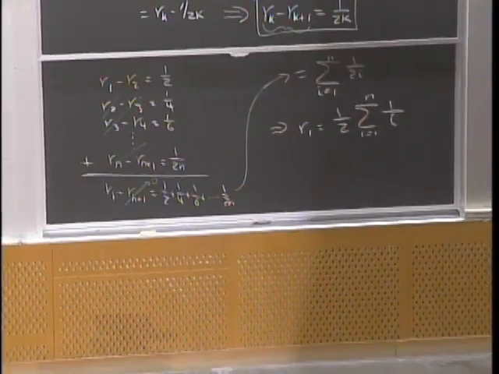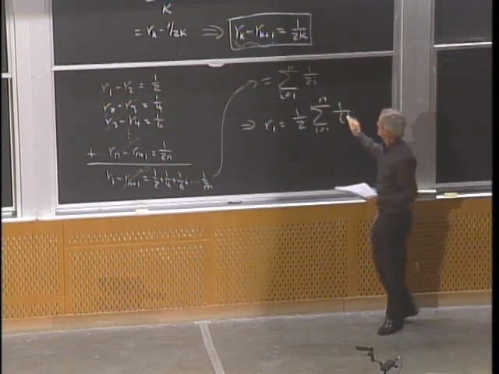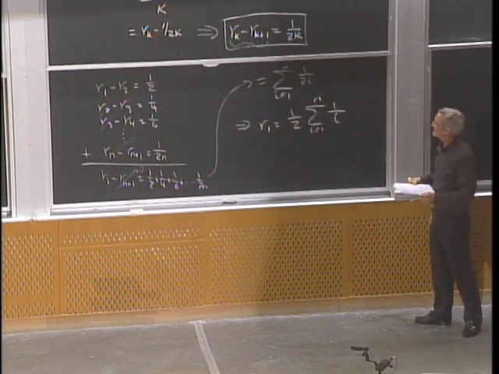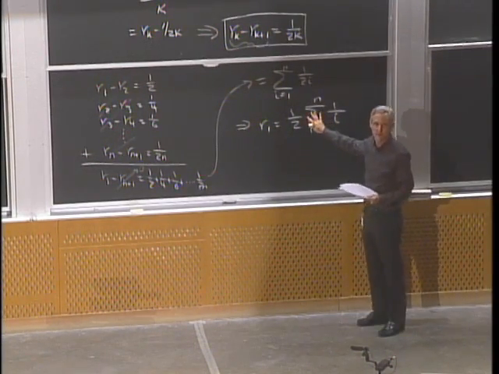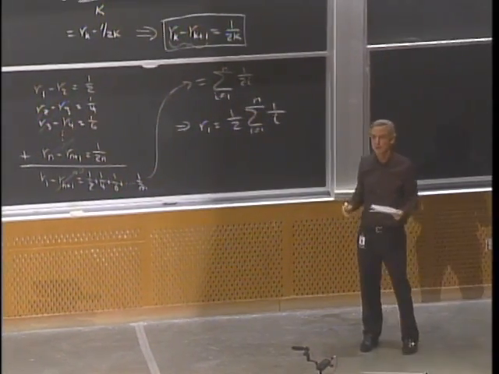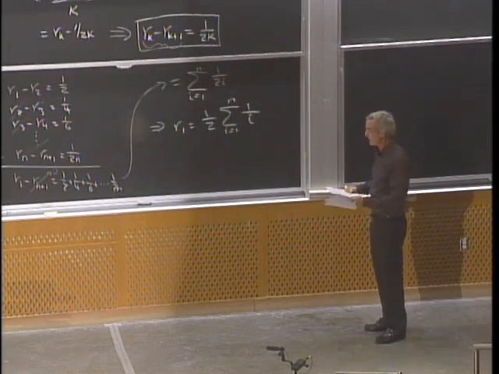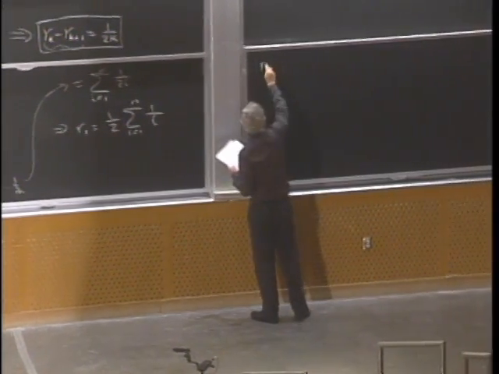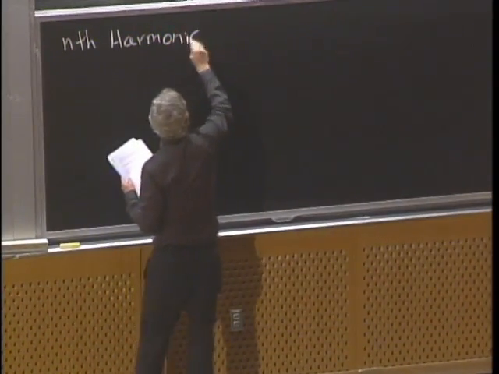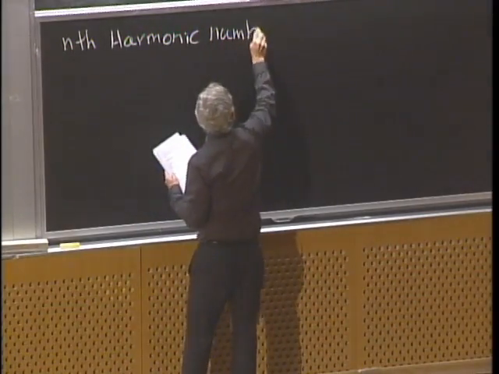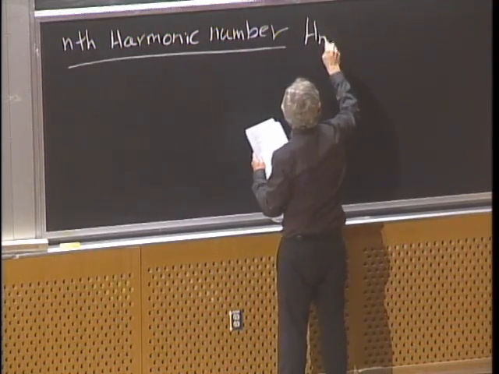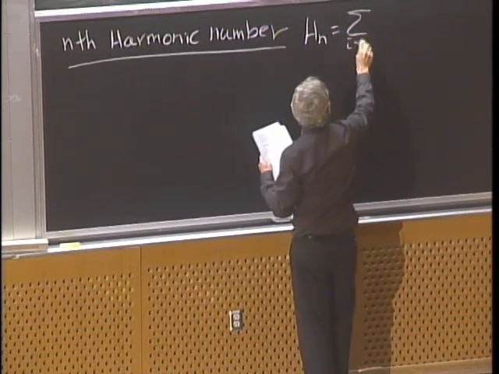OK? And so now all we have to do is to compute this sum to know how far out it is. In fact, this sum comes up so often in mathematics and computer science that it has a special name. It's called the harmonic sum, and the numbers are called the harmonic numbers. And in particular, the nth harmonic number is typically denoted Hn, just equals the sum of the first n reciprocals.